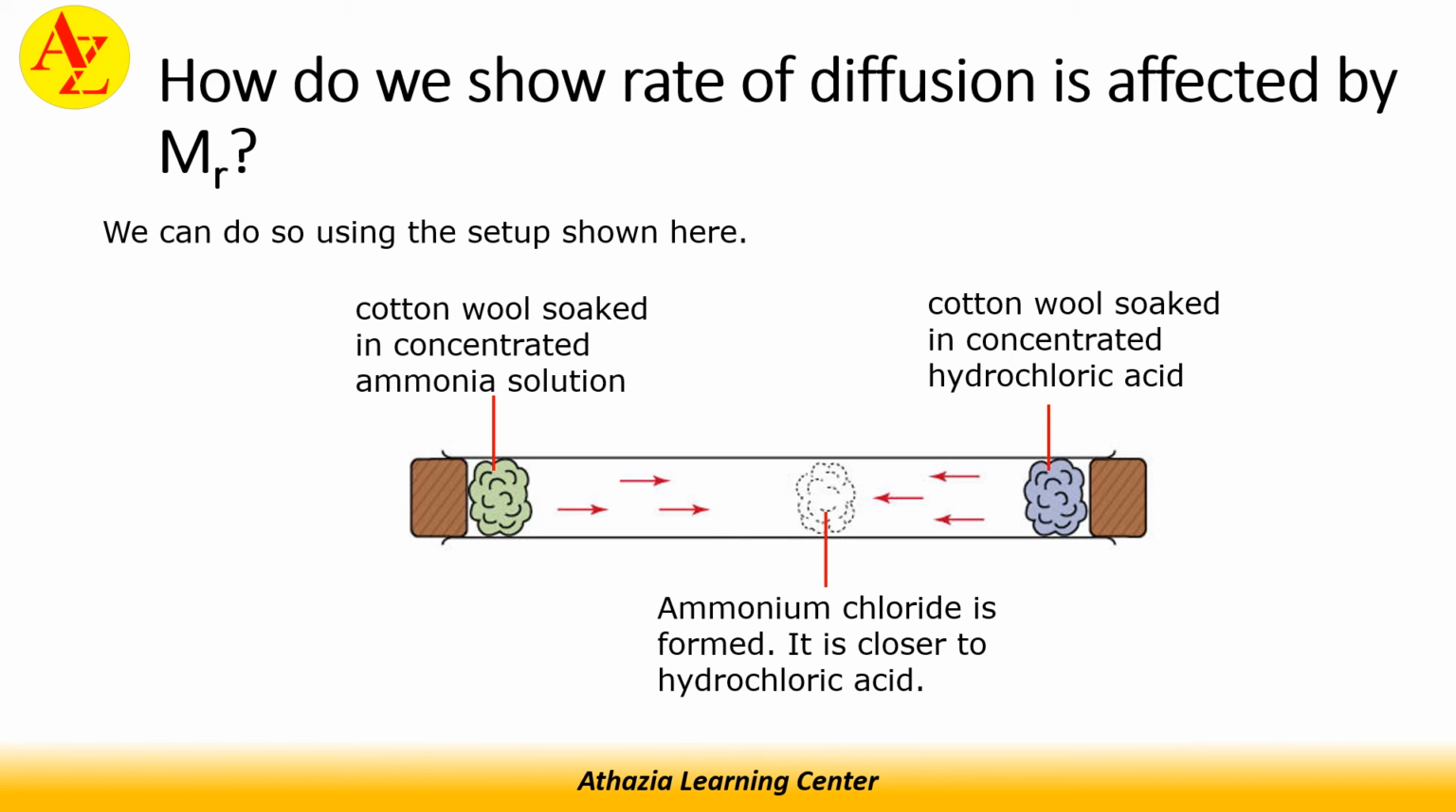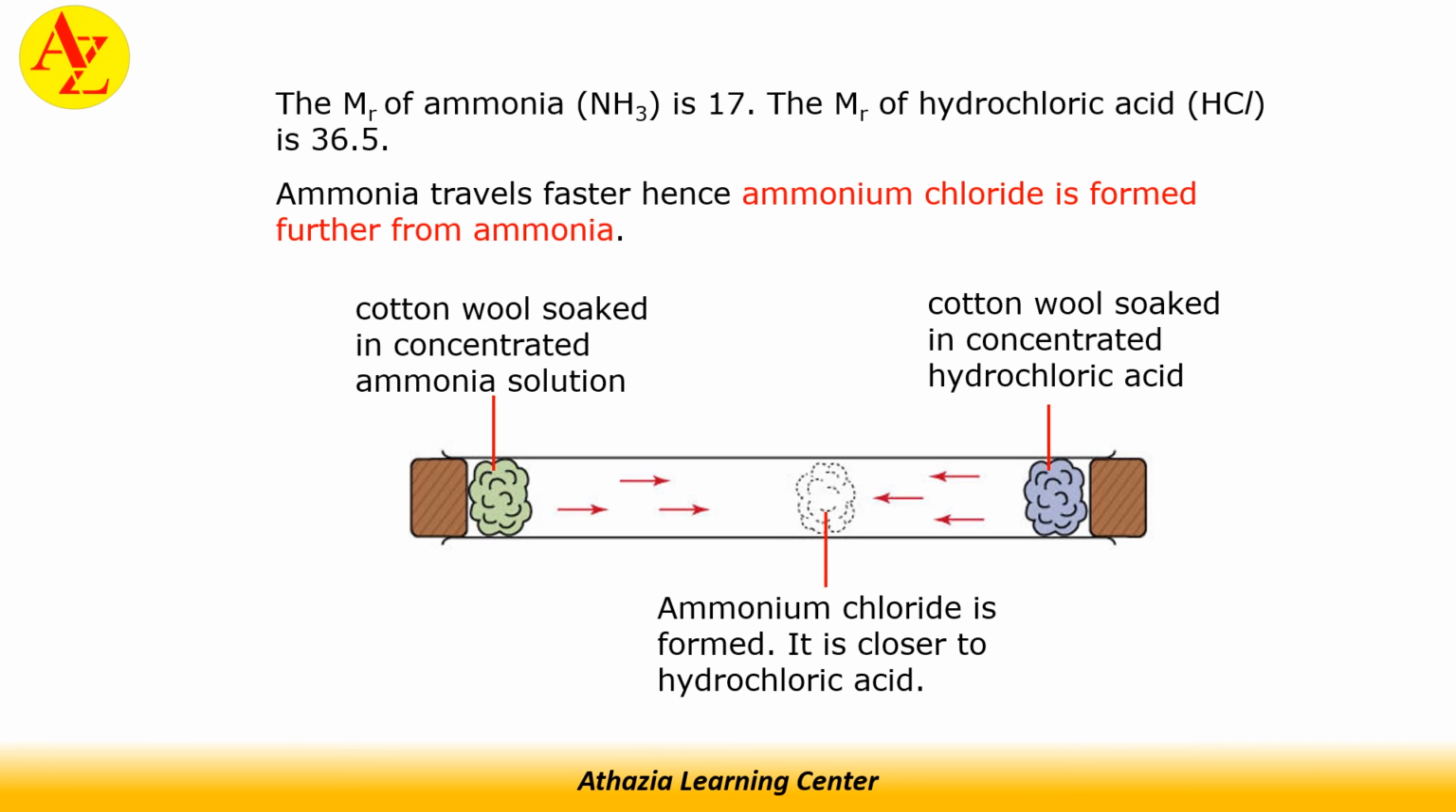The fumes are ammonium chloride, and they form closer to the hydrochloric acid. Why does this happen? The Mr of ammonia is 17, while the Mr of hydrochloric acid is 36.5. Ammonia travels faster, hence the ammonium chloride is formed further from the ammonia.